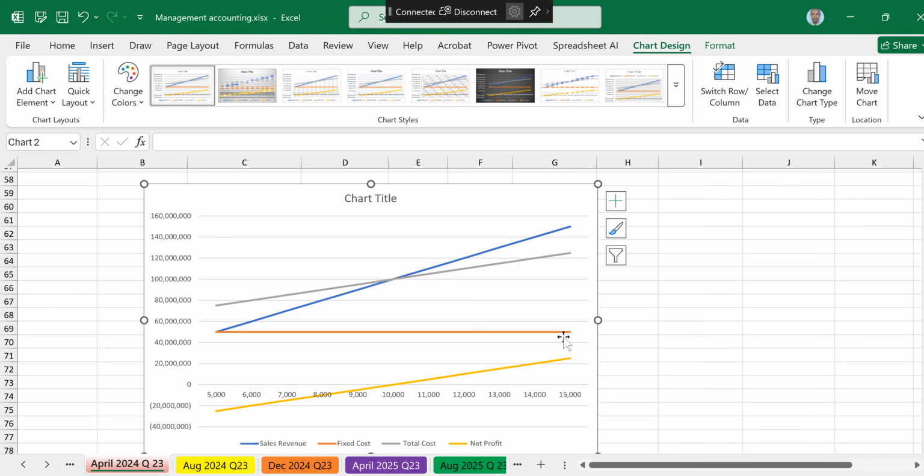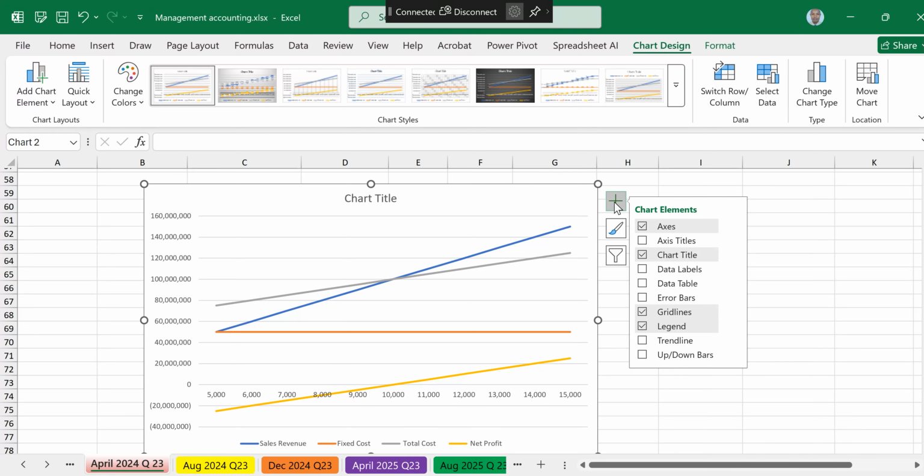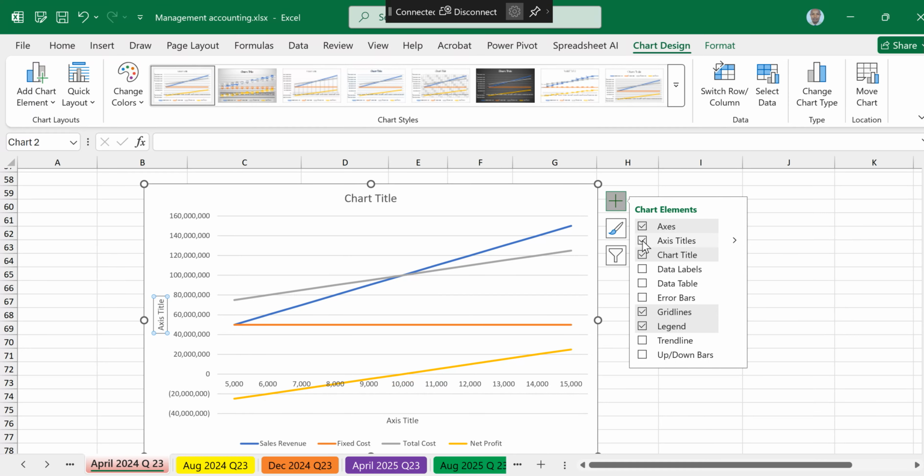Edit it, the plus, the axis titles. If you want, you can do away with grid lines. Just uncheck grid lines so that you don't have any grid line. Mine is not, okay, I don't have any grid line. It's behaving opposite.